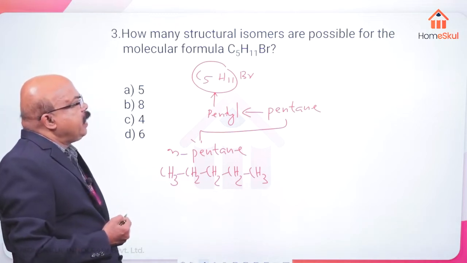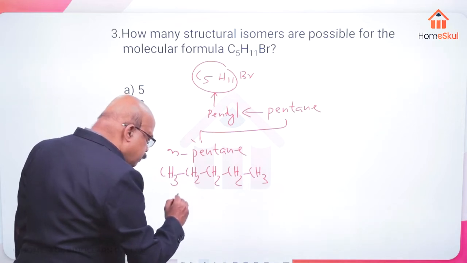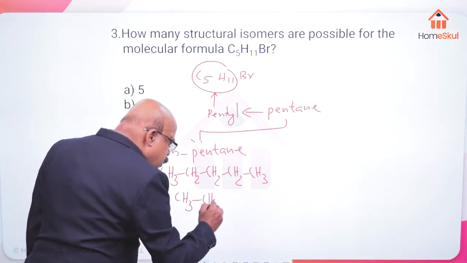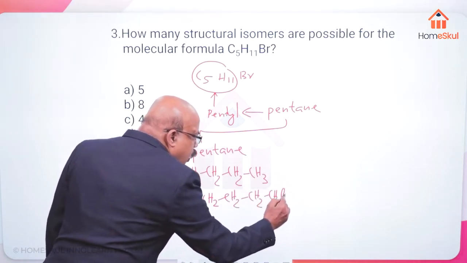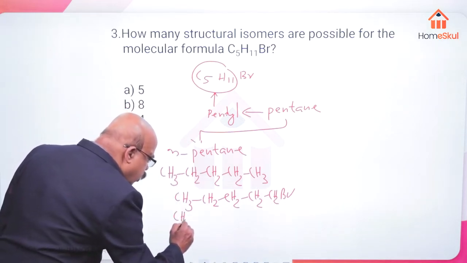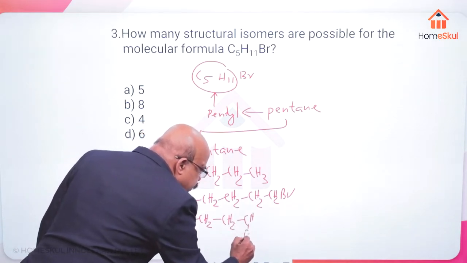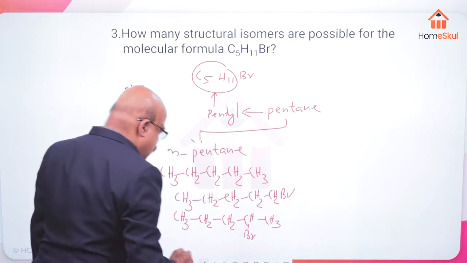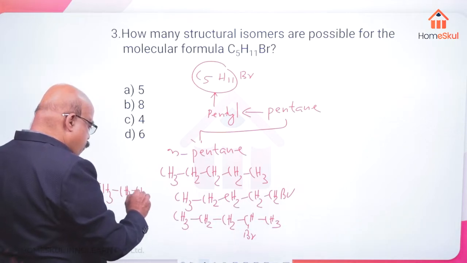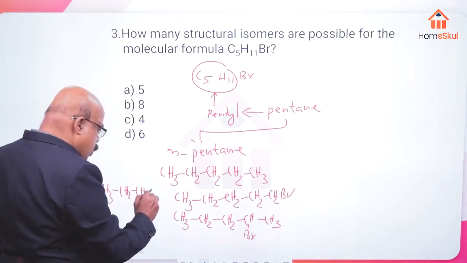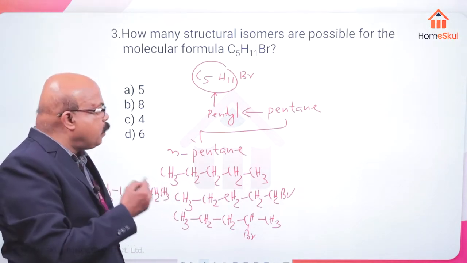So how many monobromo derivatives can be formed? 1 bromopentane, 2 bromopentane. Second one, another one is 2 bromopentane. And third one is 3 bromopentane. So from this normal pentane, you can have 3 isomers.